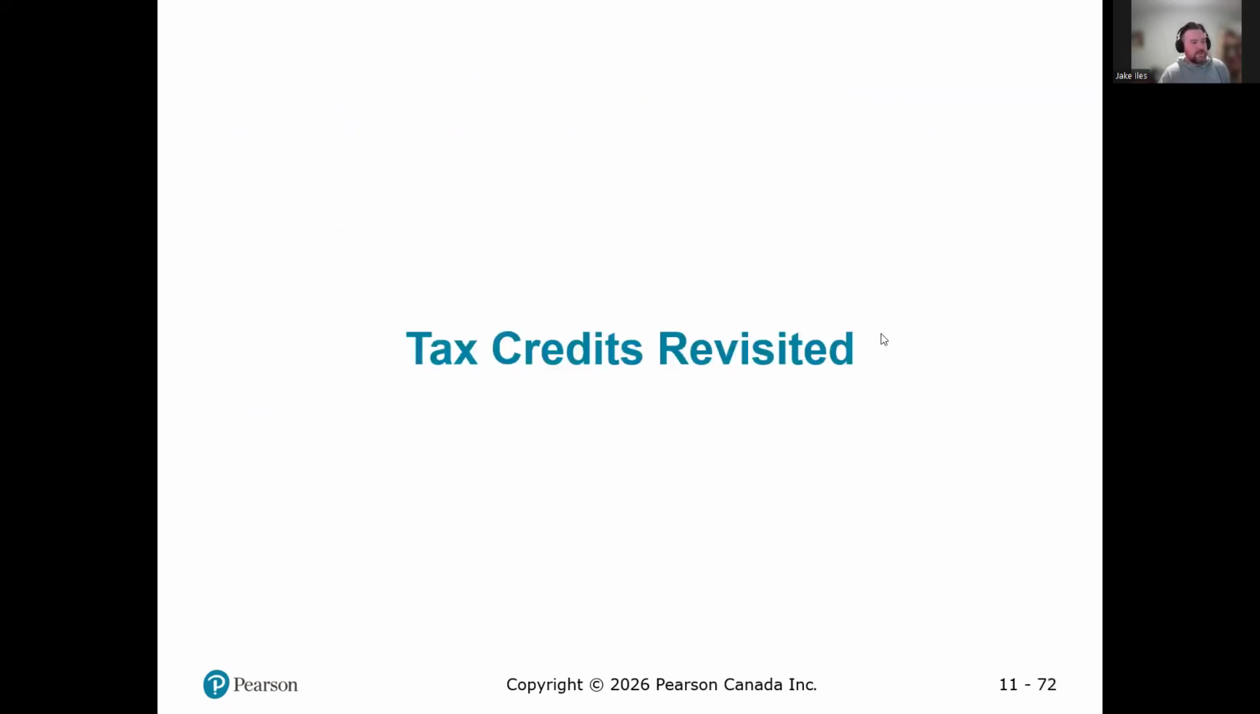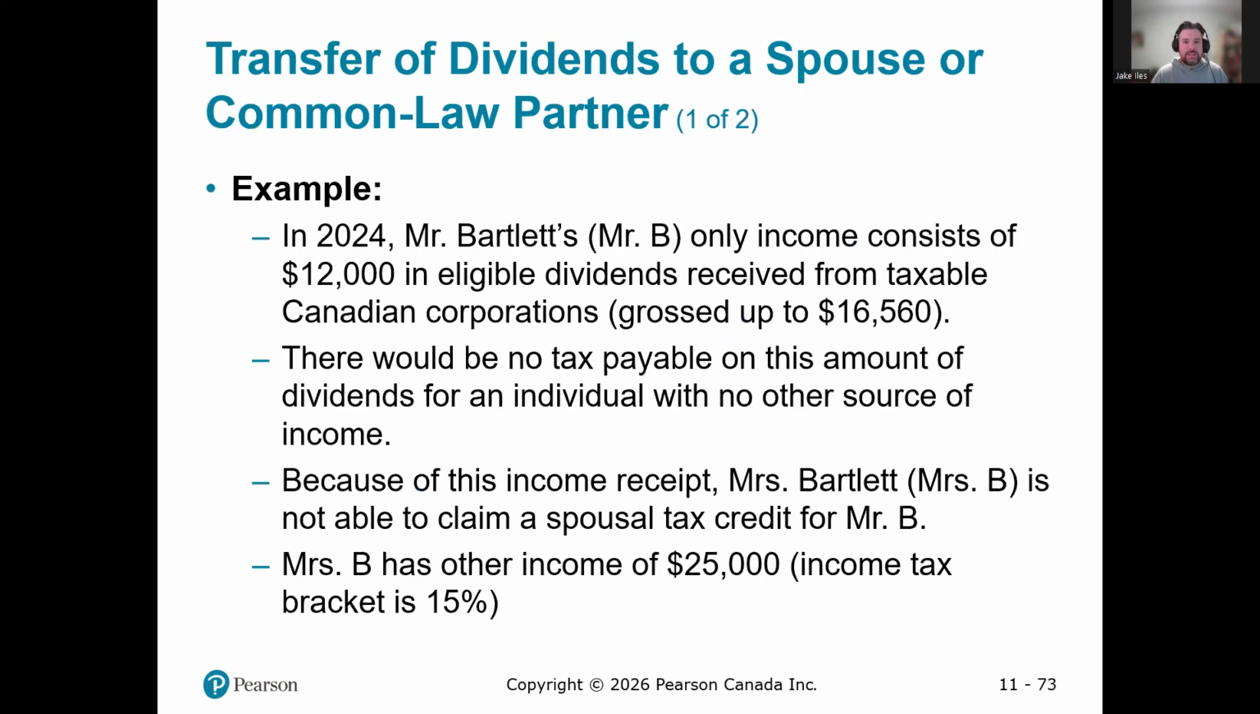Tax credits revisited. The first tax credit we're going to revisit is the dividend tax credits. We're also going to talk about charitable donations in the next video. But for this revisiting of dividend tax credits, I think it's pretty straightforward in the sense that you are allowed to transfer dividend income if it creates or expands the spousal tax credit. And the reason for it is demonstrated here in this example.